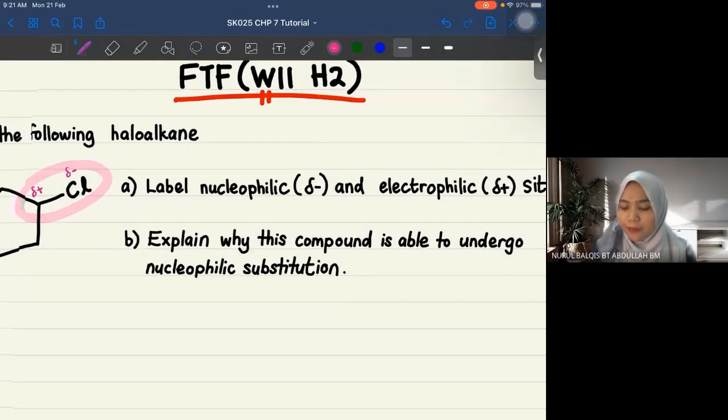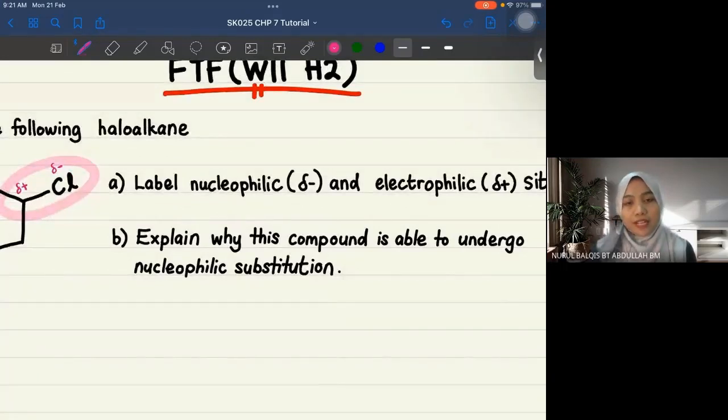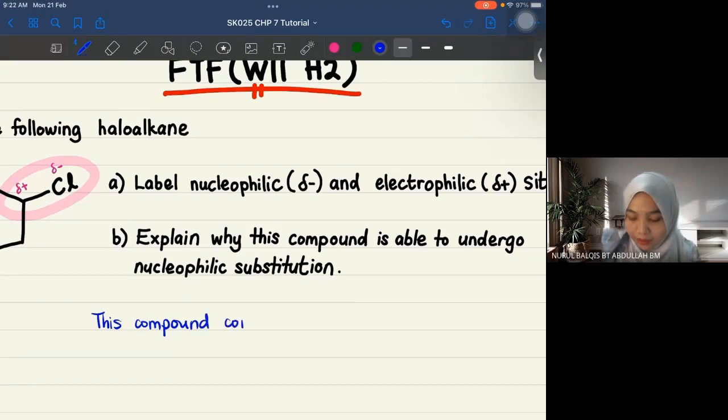Bila dia cakap explain why this compound is able to undergo nucleophilic substitution, kita tengoklah nucleophilic substitution semalam yang kita belajar, nucleophile attack, Cl keluar. Maksudnya dia boleh pecah. Kenapa dia boleh pecah dan Cl tu completely dapat electrons sebab dia undergo heterolytic cleavage. So heterolytic cleavage berlaku pada polar bond. Jadi awak kena cakap this compound contain apa?